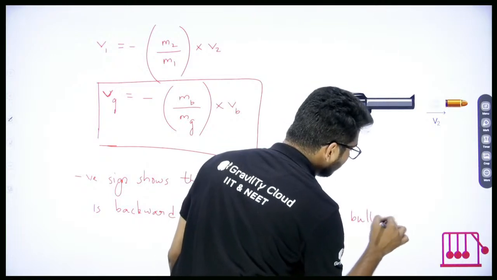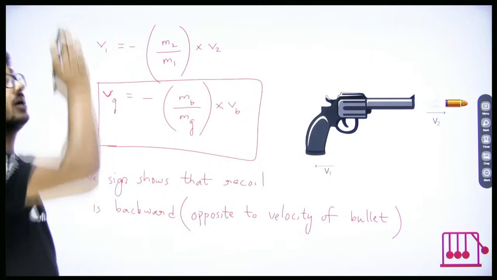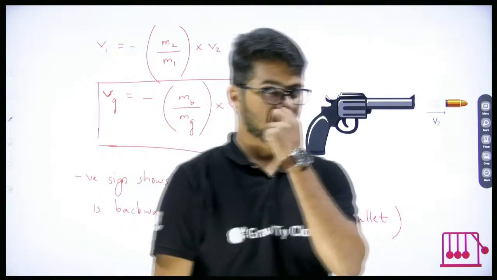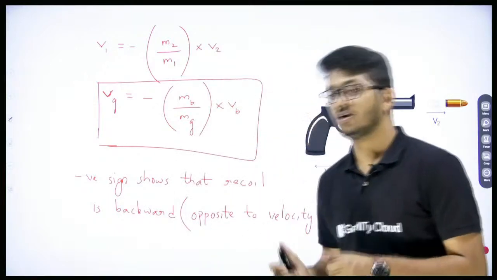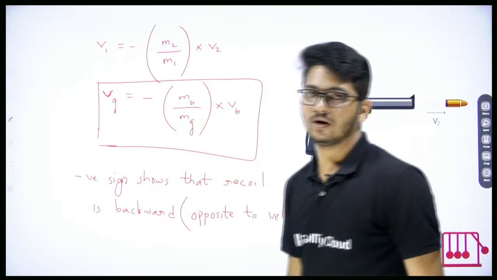So if bullet is going towards right, the recoil will be towards left. If bullet is going up, you are firing up, the recoil will be downwards. Clear? Opposite to velocity of bullet. Simple. Right? So everything depends on this simple formula.